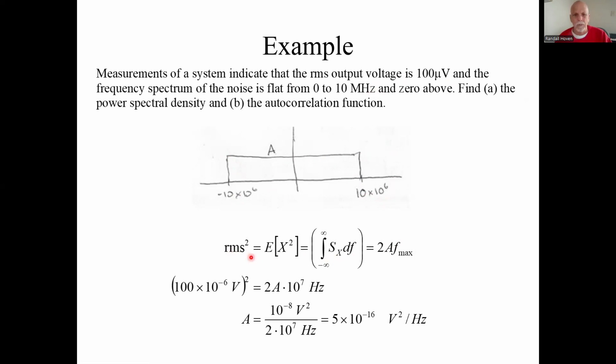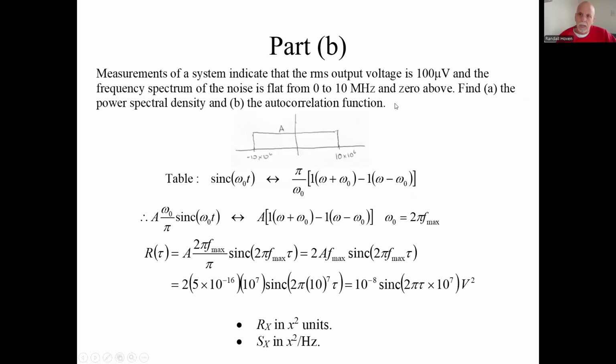So we know the RMS value squared equals twice the height times that frequency, and we were given the RMS value. So plug in all those numbers and you get a value for A, how high up this thing is. The amplitude is 5 times 10 to the minus 6 volts squared per hertz. So we have the PSD, done with part A.